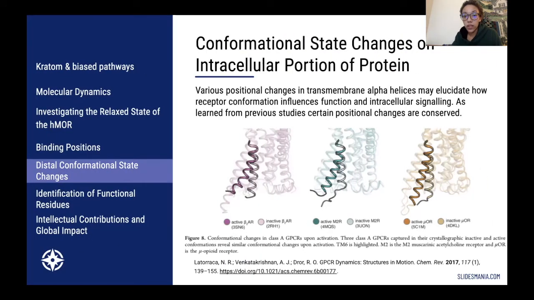Looking more broadly at the entire receptor itself, we would be looking at the conformational state changes of the intracellular portion of the protein. This figure down here demonstrates from a previous paper how the transmembrane helices move. This one is specifically looking at the conservation of movement of the 6th transmembrane alpha helix. So from previous studies, we already have sort of an idea of where to look.